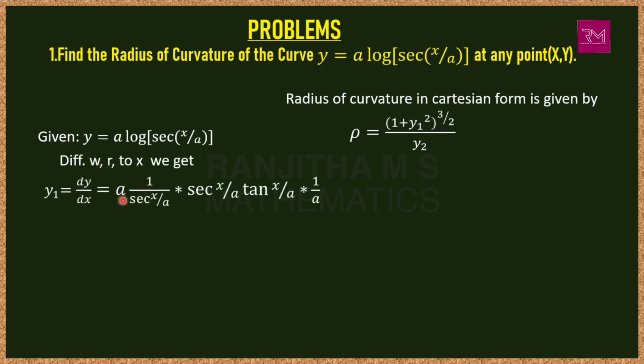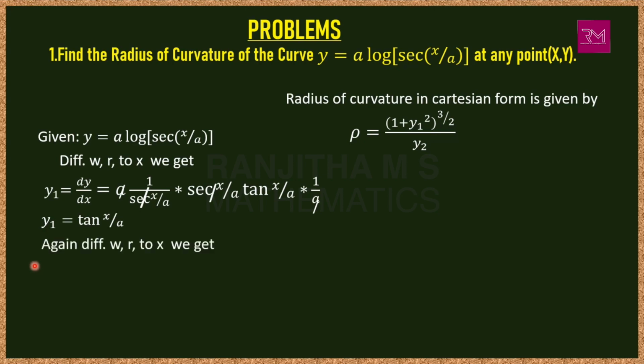We get y1 value as, here a is constant, take as it is, into differentiation of log of secant x by a. This is of the form log x. Differentiation of log x is 1 by x. Hence we get 1 by secant x by a into, again we have to differentiate secant x by a. We get secant x by a into tan x by a into, again we have to differentiate this x by a term. We get 1 by a into differentiation of x is 1. This is our y1. Here a gets cancelled and secant x by a gets cancelled. Hence we get y1 value as tan x by a. This is our y1 value.